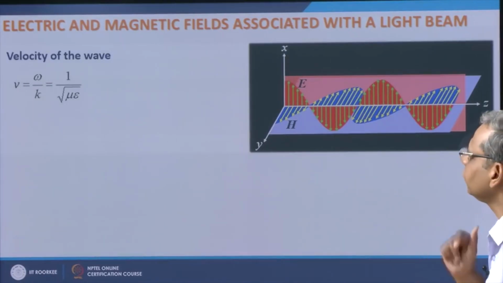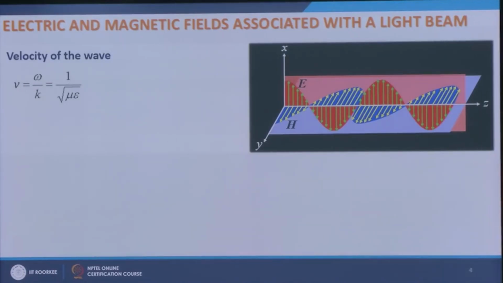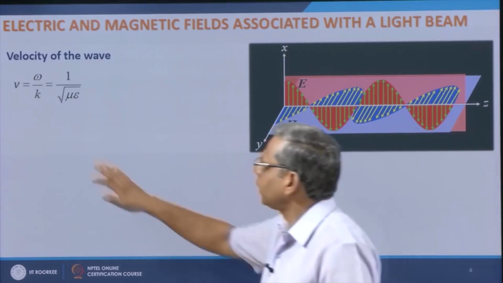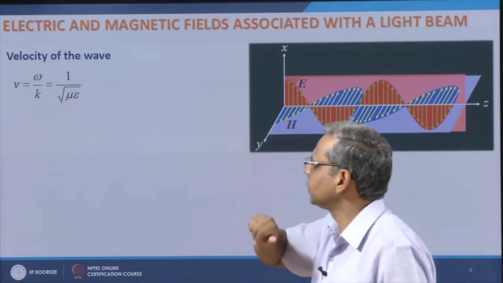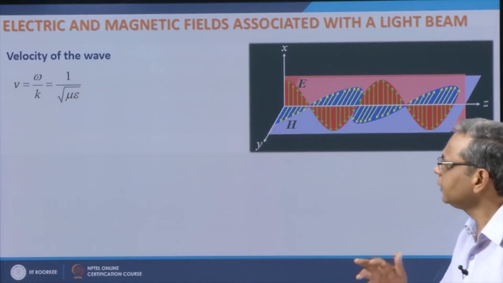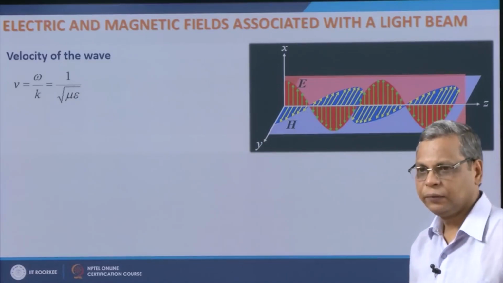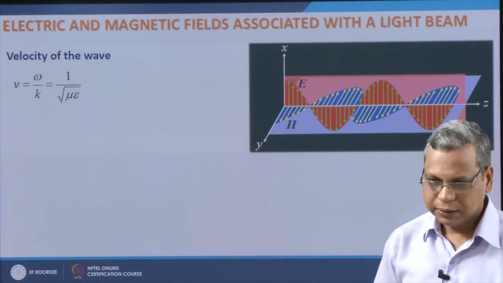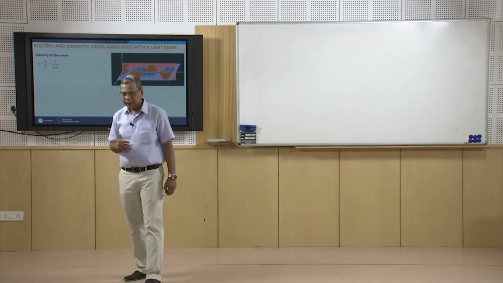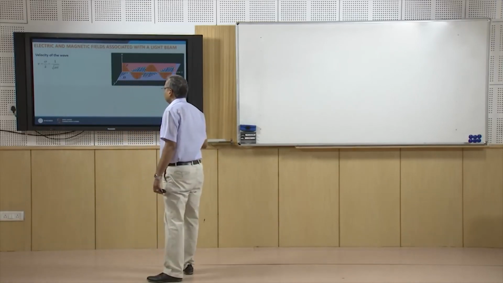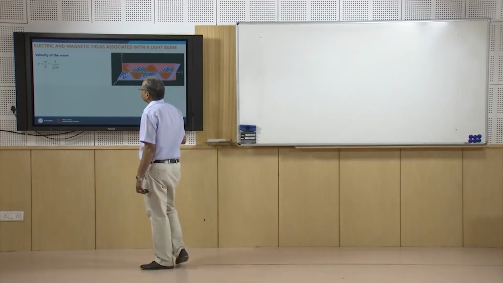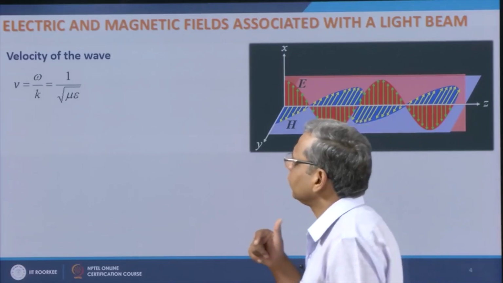What is the velocity of this wave? In the previous lecture, we had seen that omega over k is nothing but 1 over square root of mu epsilon, and this is the velocity with which the surfaces of constant phase are moving. So this v is nothing but the velocity of the wave.